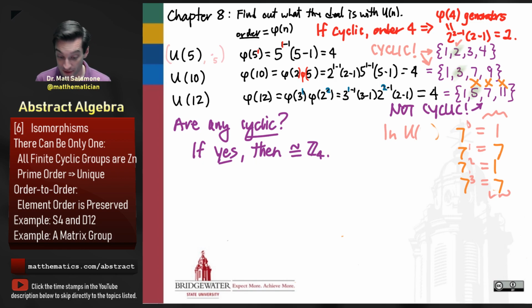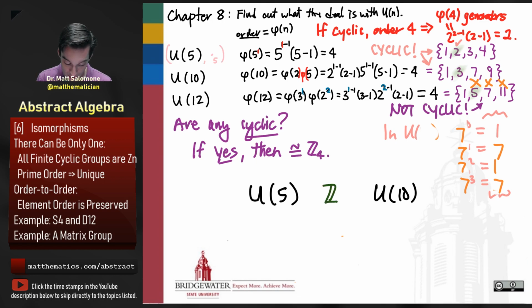And since U12 is not cyclic, that means that it cannot be isomorphic to the other 2 examples that we have here. So we established, again, U5 and U10 were isomorphic. They were isomorphic because they were both, in turn, cyclic groups of order 4, so they were both isomorphic to Z4, and therefore, by the transitive property, isomorphic to one another. Meanwhile, U12 is out here on its own, and it's not isomorphic to either of the other 2.